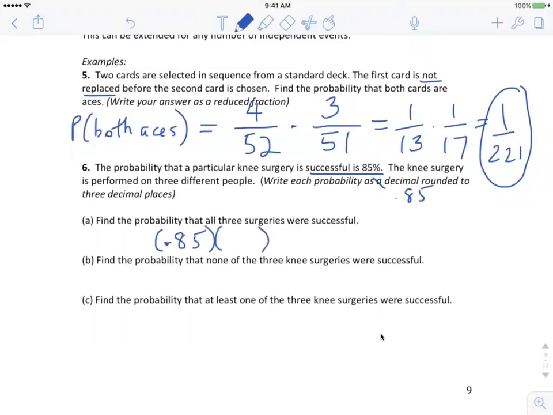Well, these are independent surgeries, right? So what happens on one surgery is not going to affect the outcome of another surgery. So that's going to be 0.85. And then the third surgery is still 0.85. Multiplying all of those together, it's the multiplication rule, all 3 successful surgeries, first and second and third. This is the same as doing 0.85 to the third power if you want to do a little shortcut on your calculator, doing exponents. And if we round this off, it's about 0.614.